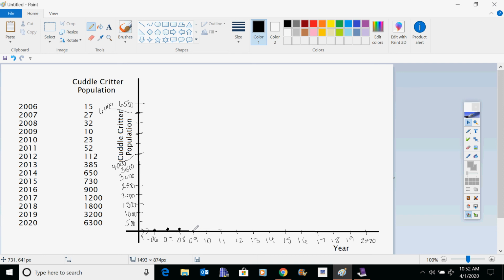Then it went down to 10. 2009, there must have been a problem. And then 2010 back up to 23, so we're kind of down there. 2011 all the way up to 52, and then up to 112. We're still not anywhere near 500, but we're kind of inching up just a little bit.